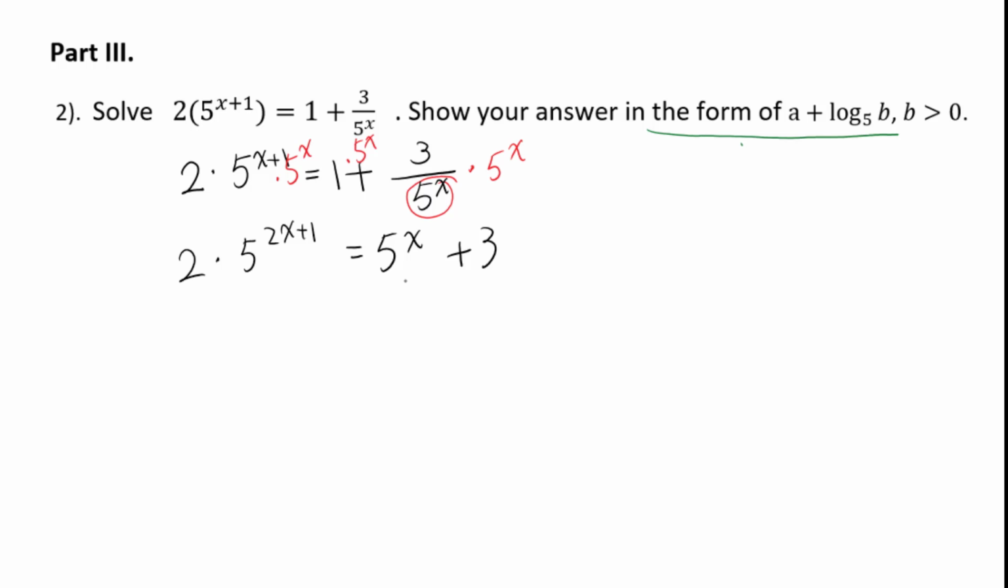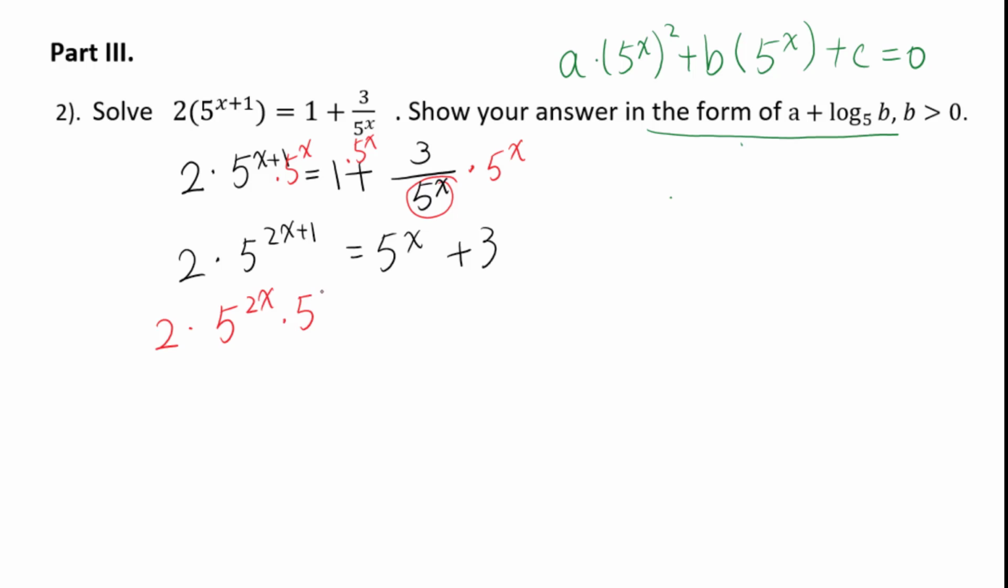It's so clear that this is a quadratic pattern equation because we can make this pattern a times 5 to the x power squared plus b times 5 to the x power plus c equals 0. So move everything to the left side. We will get 2 times 5 to the 2x power times 5 to the first power minus 5 to the x power minus 3 equals 0.